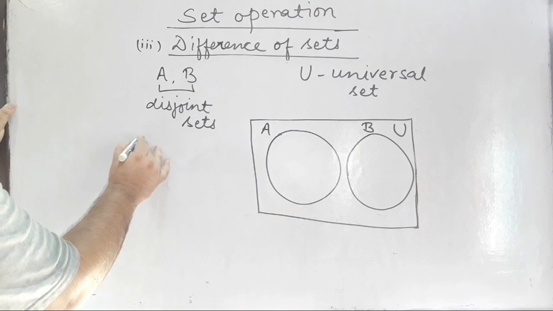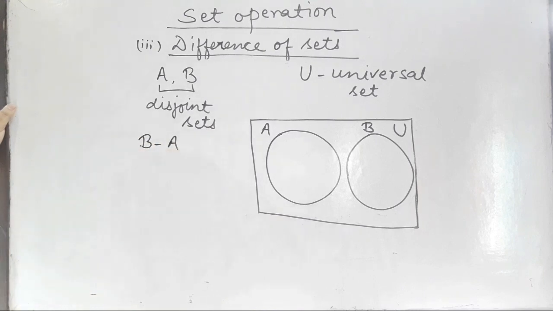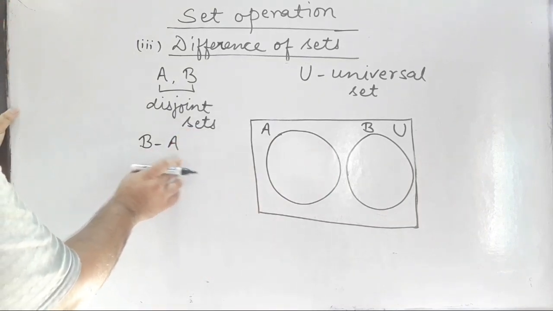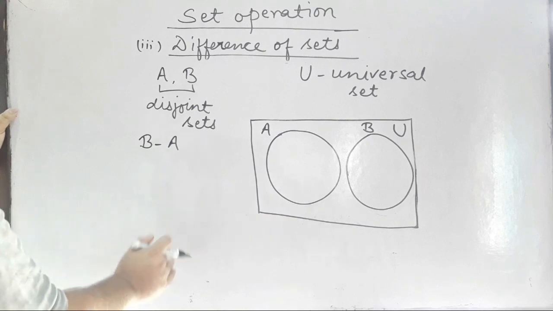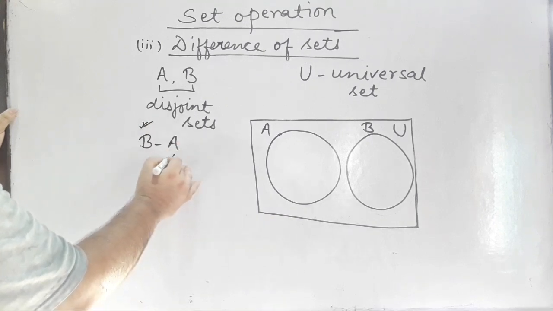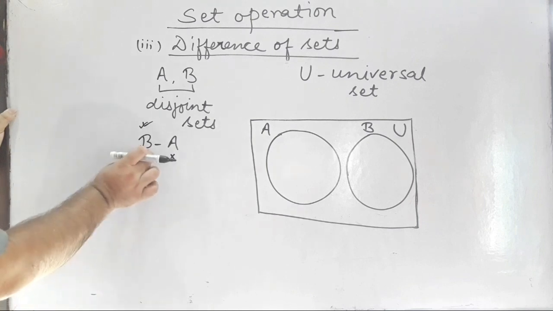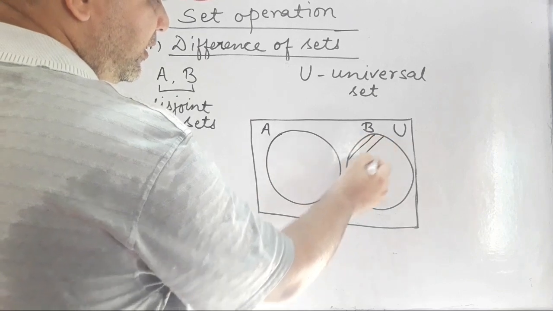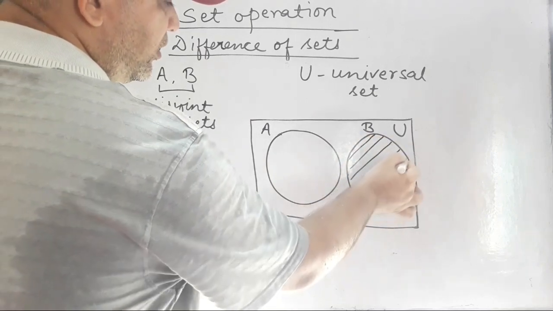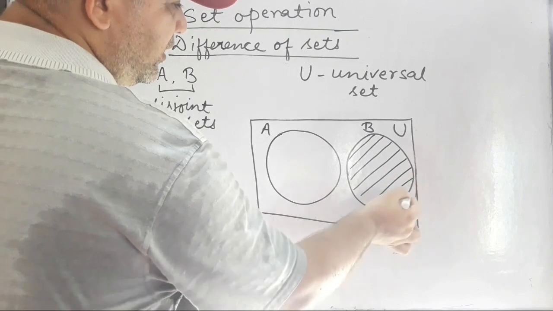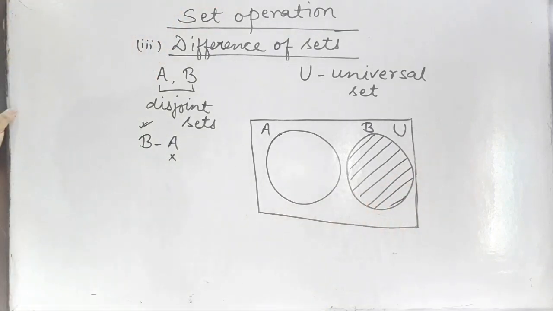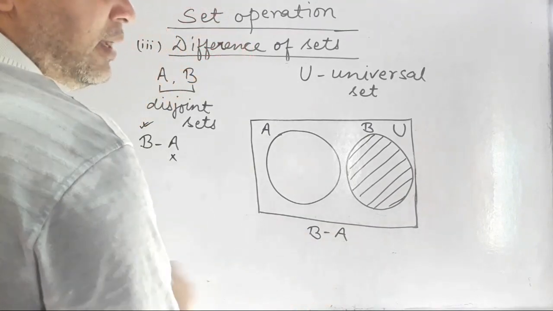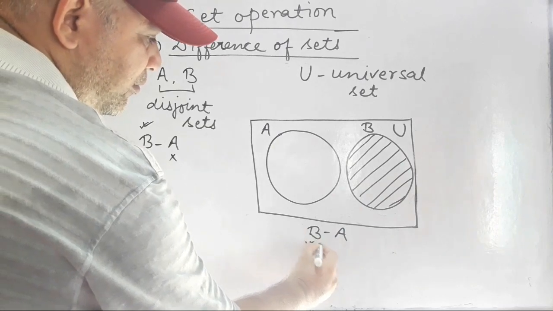Similarly, when we want to show B minus A, the figure would be the same. Since B minus A, the difference of B and A, is a set of elements contained only in set B but not in A, what shall we do? Since the elements are contained only in B, we shall shade this B. Since B and A are not related to each other, that means they are disjoint sets, so the whole of B is shaded. So this is B minus A. That is, we will shade the elements contained only in B.